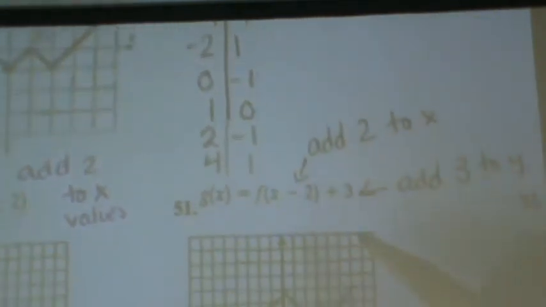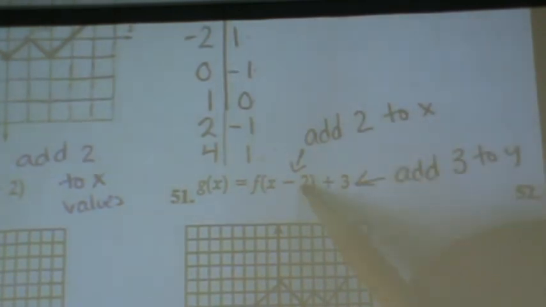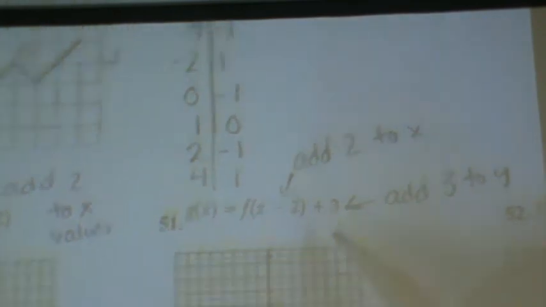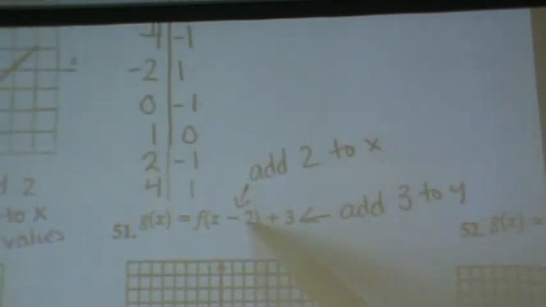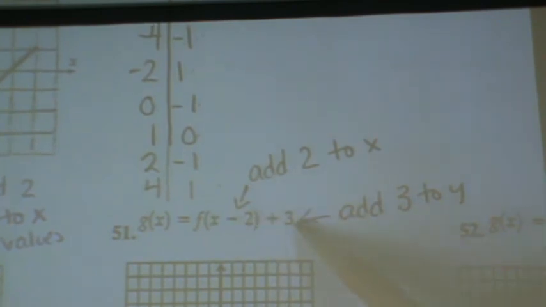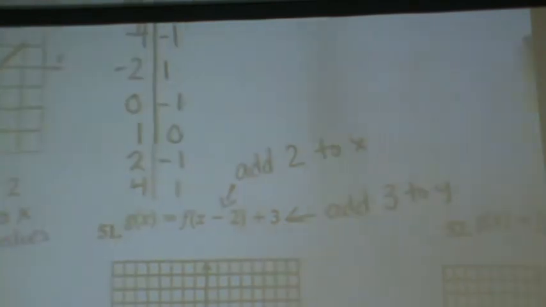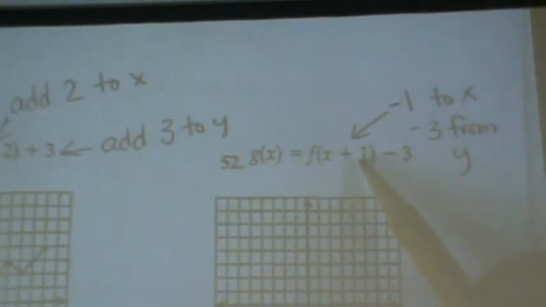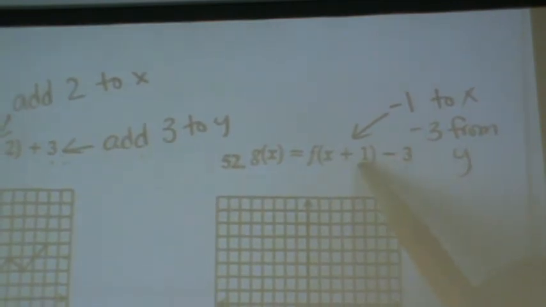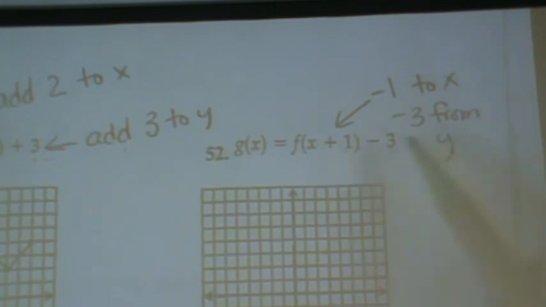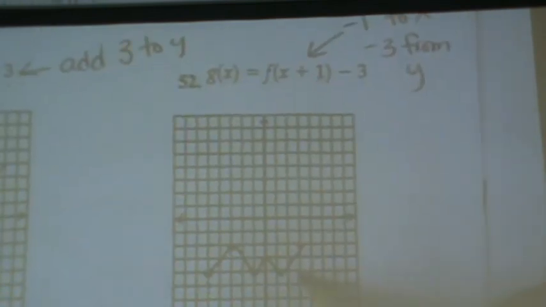For 51, you're going to add 2 to the x values and you're going to add 3 to the y values. What x and y values am I talking about? Again, these ones right here, and that's what your picture should be. So again, you're going to add 2 to the x, that would be a b value, and this would be a d value. So add 2, add 3 to the y. For 52, this would be a b value, and this would be a d value. You're going to subtract 1 from your x, and you're going to subtract 3 from the y, b and d, and that's what your picture should be.